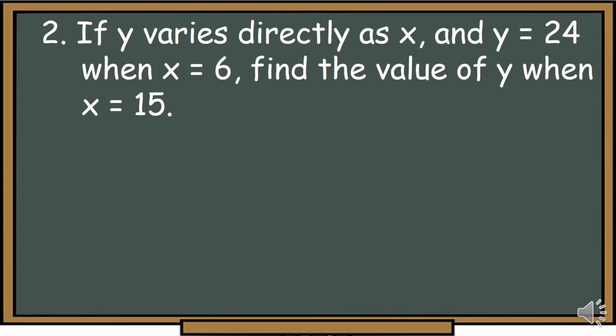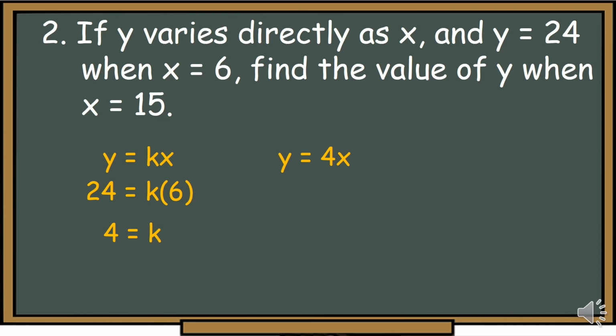So given y equals kx, substitute the values of y and x. Y is 24, x is 6. Therefore, k is 4. So this is the constant of variation. Y equals 4x. This is the equation of the variation. Substitute 15 for x. Y equals 4 times 15. And then solve for y. Therefore, y is 60 when x is 15.